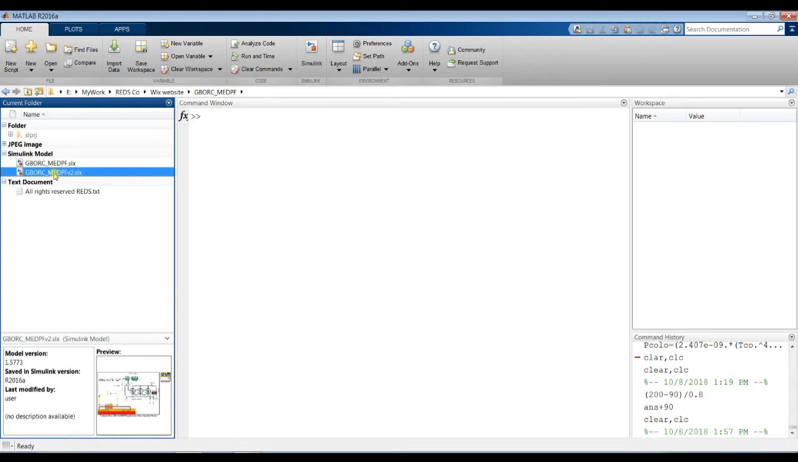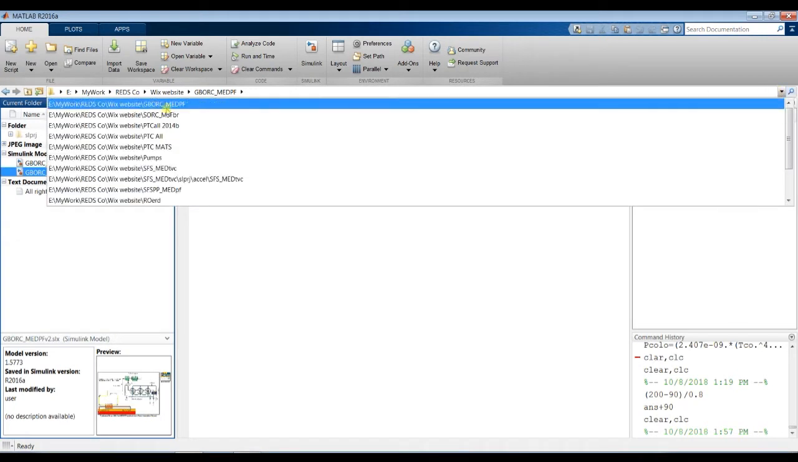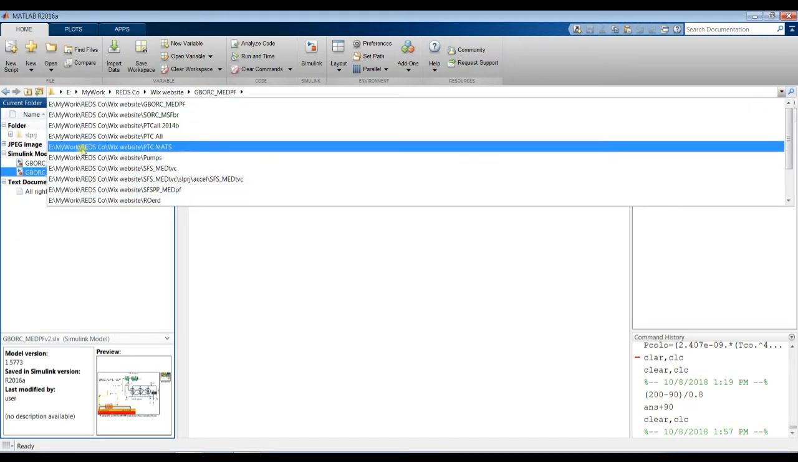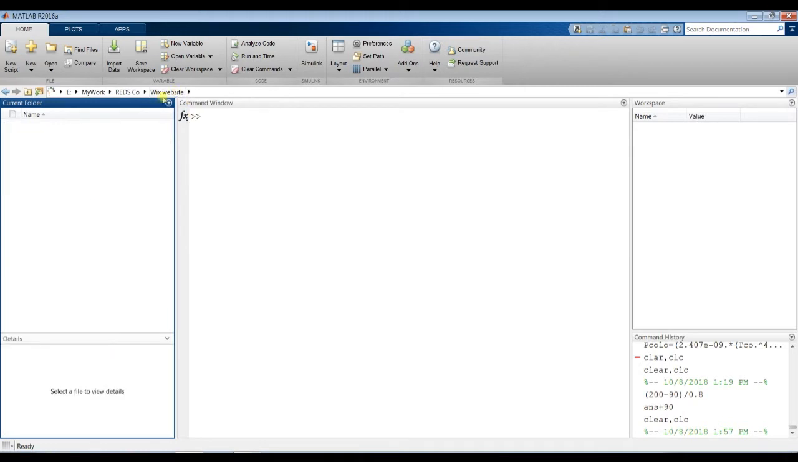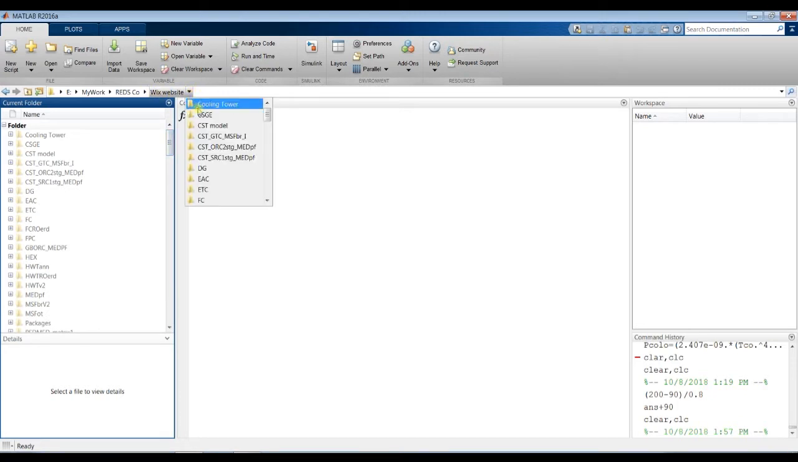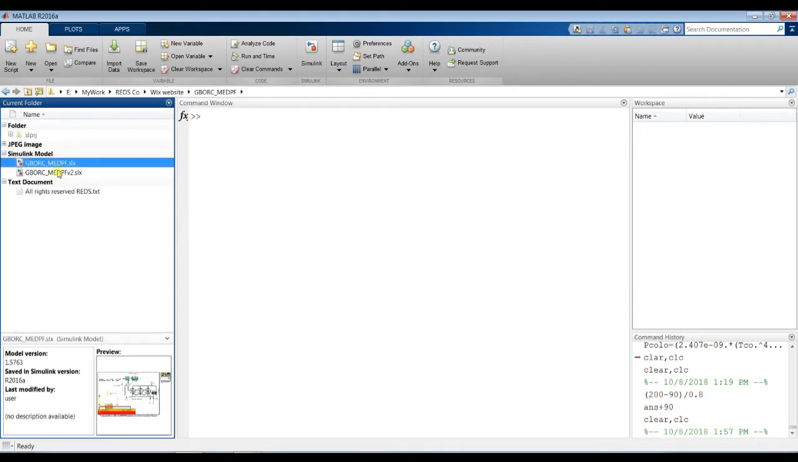First, you have to go to your destination folder. Suppose this is my destination folder here. As you can see, I put all my models here in one folder, so I can easily go here and select geothermal binary organic Rankine cycle. Okay, we have two versions. I updated this old version, so I am going to deal with version 2.